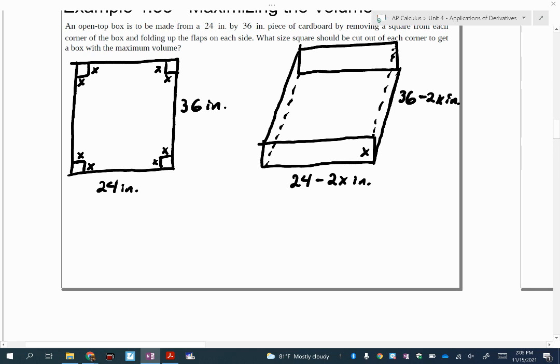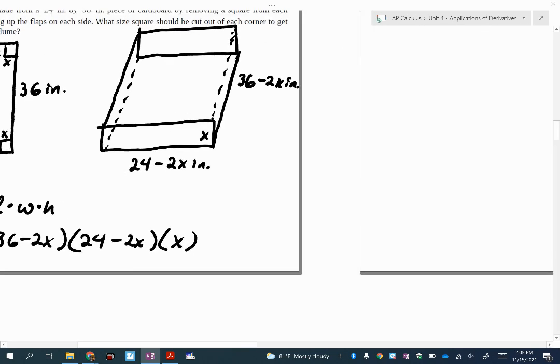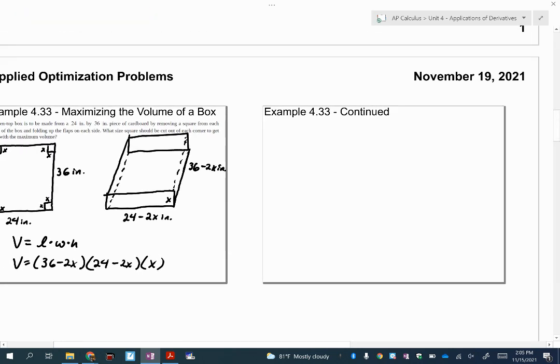So the first thing I'm going to do is write down the volume, which is length times width times height. So this is going to be 36 minus 2x inches times 24 minus 2x inches times the height, which is whatever height we choose for the squares that we're cutting out. Okay? Now I'm going to multiply this all out over here on this side.